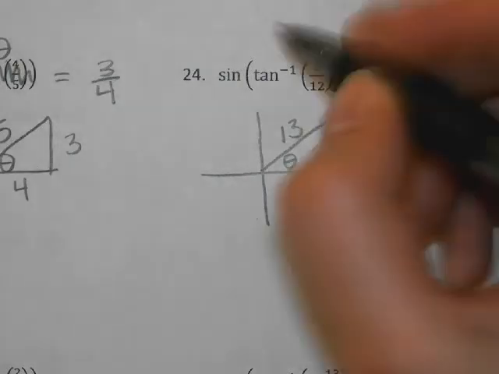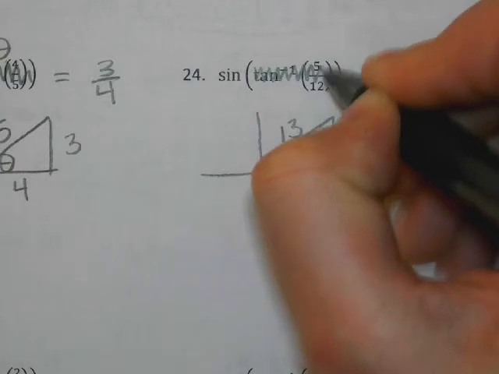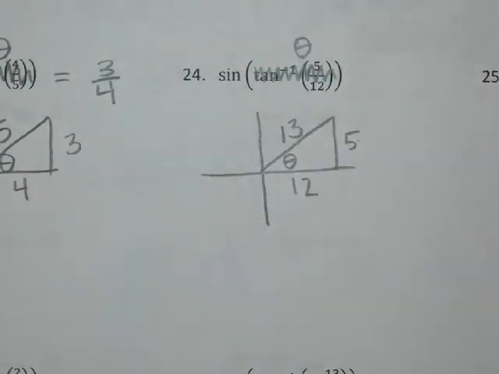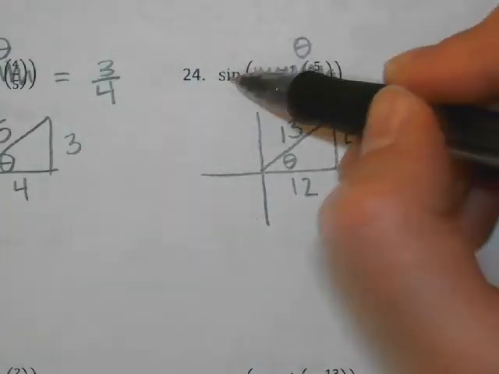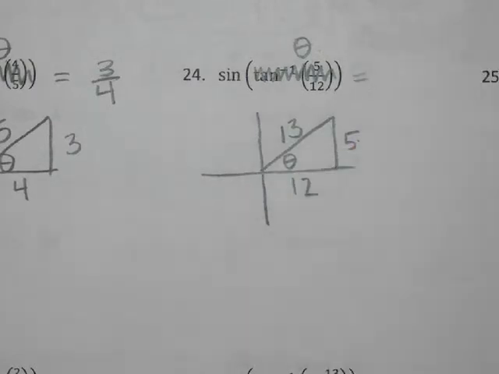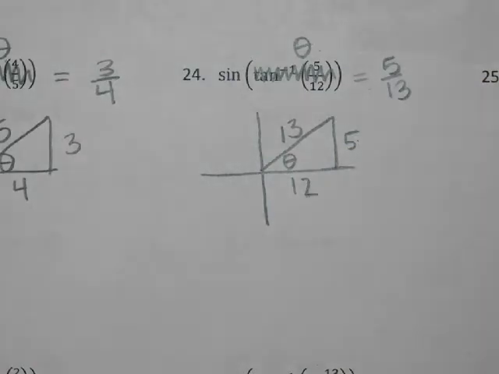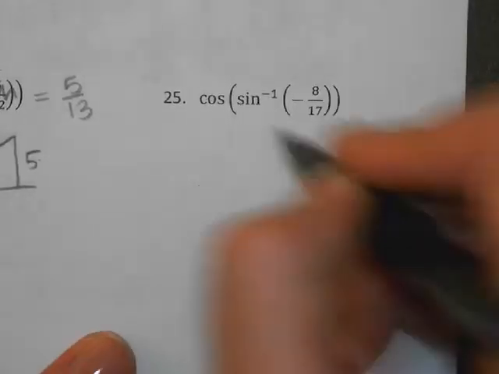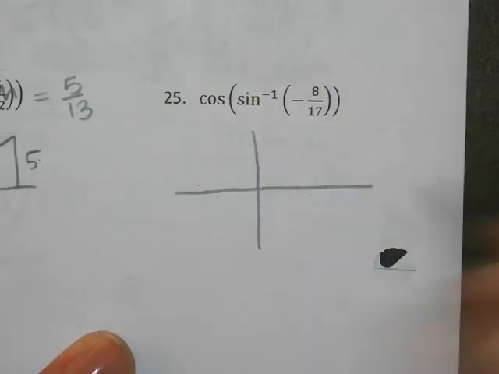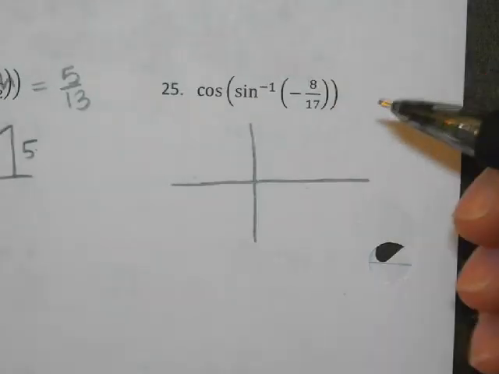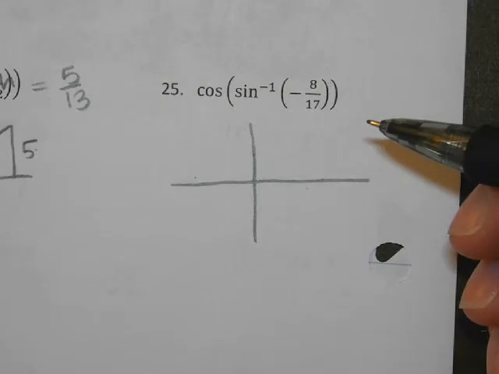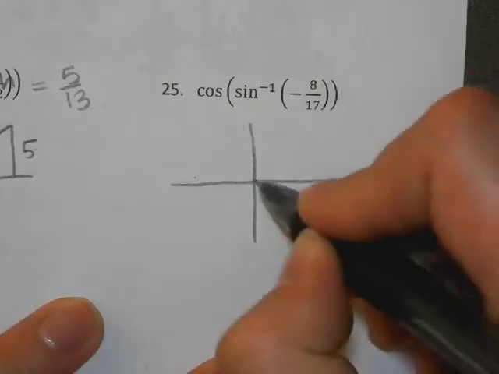Okay, so we say, all right, this is just saying what angle are we talking about? We're talking about theta. So sine of theta equals 5 over 13. Okay, and we'll go ahead and do one more, just so you only have to do 3 tonight. Sine inverse can be quadrant 1 or 4. This is definitely 4 because it's negative.